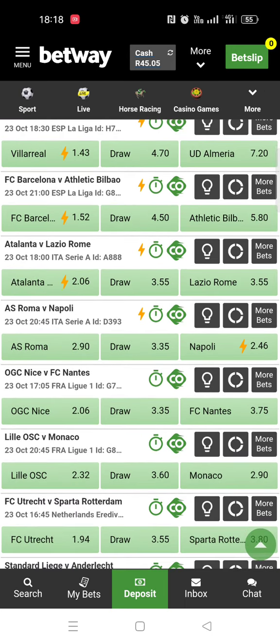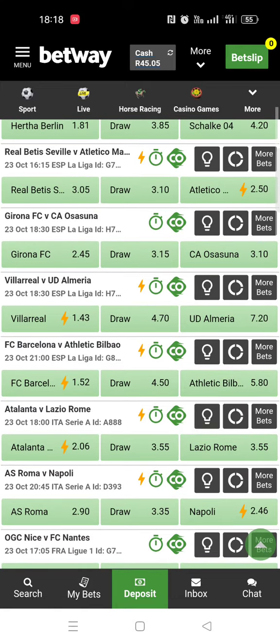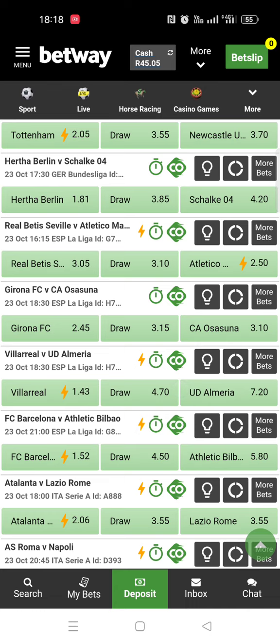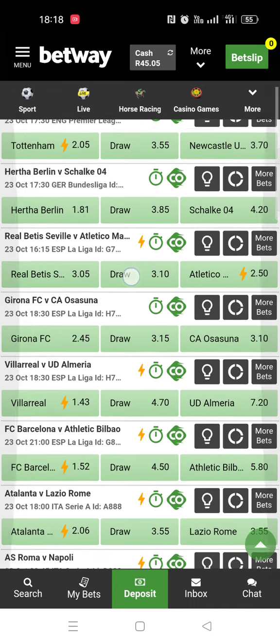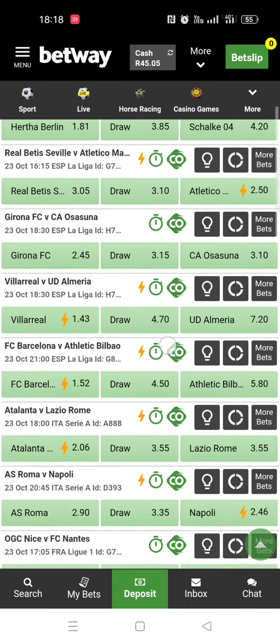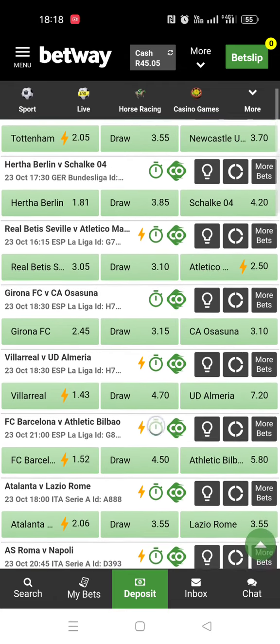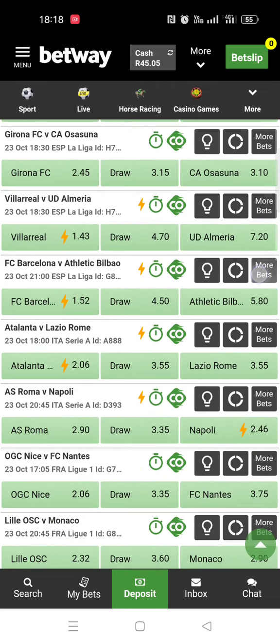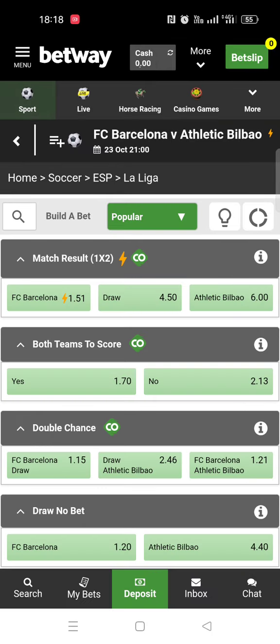But as usual, I will make an example with a match. I will just select a match to make that example. Let me select a match. I don't know why these matches are still appearing here. Maybe I need to refresh this page because these matches have long finished. Let me rather choose Barcelona as it is playing at 9 o'clock.